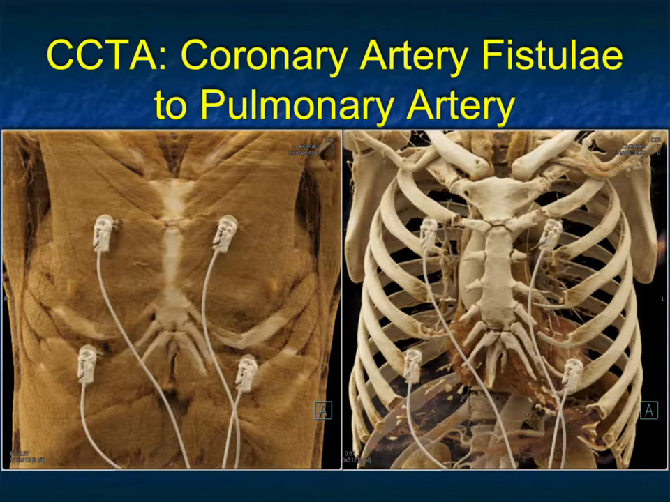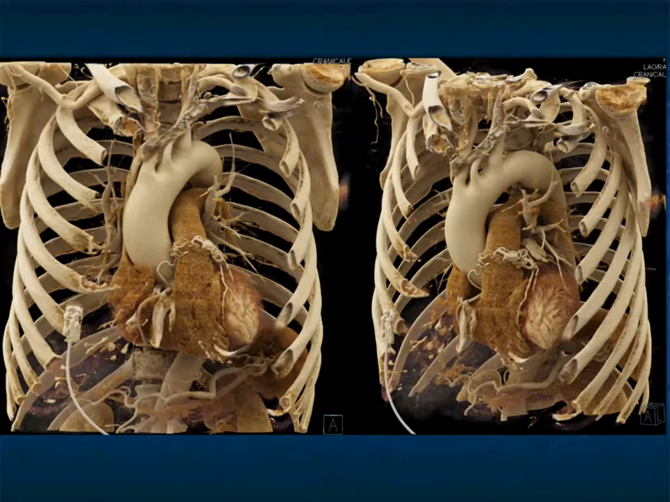Now, when you look at a case, here's a patient who's going to have a coronary artery fistula to pulmonary artery. When you look at the patient, you'd see the leads from the cardiac CT. The image on the left shows really nicely the muscle, the cartilage, and the ribs in part. Then we hide the patient's muscle on the image on the right, and we show the ribs and the costal cartilage. Then we cut through, and now we're looking at the aorta and the branch vessels off the aorta.